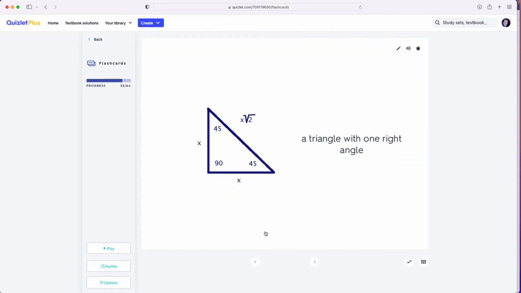Now we know that only a right triangle has a hypotenuse, and the hypotenuse is the leg that is directly opposite the 90-degree angle.